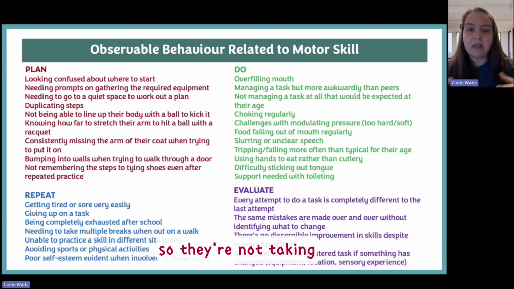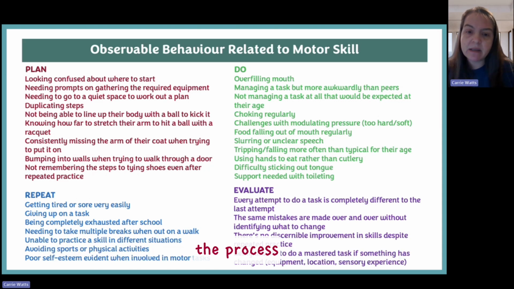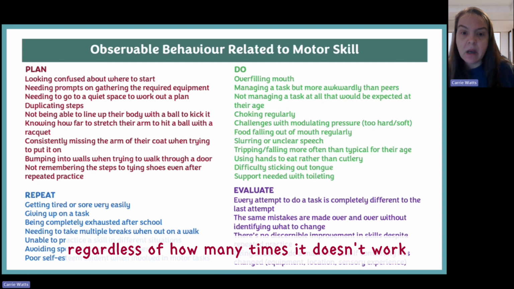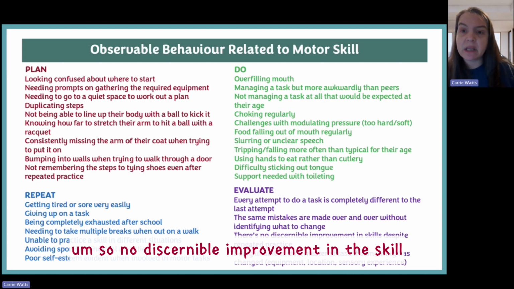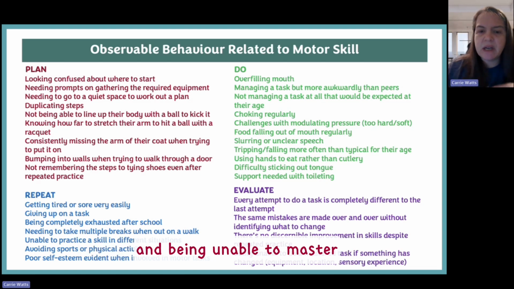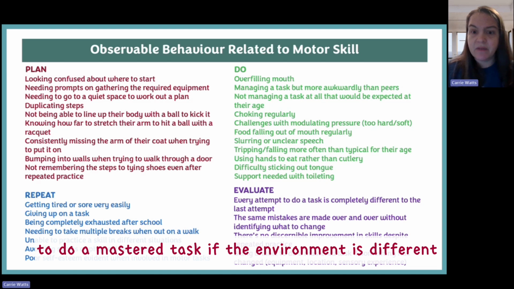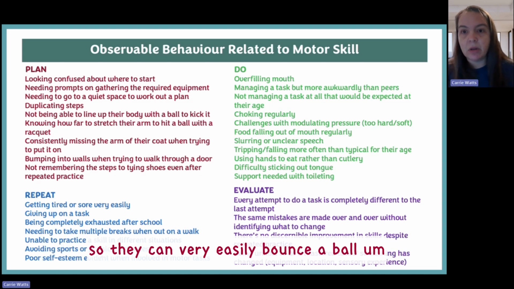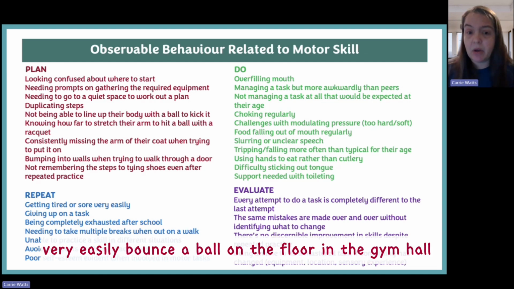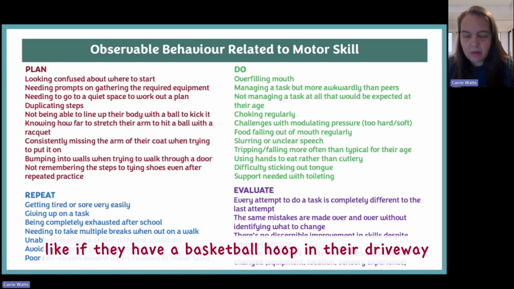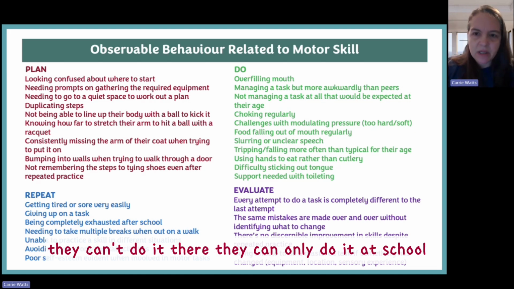In our evaluation, what we'd be seeing in terms of challenges would be that every attempt is completely different. So they're not taking in the information from the last time to try to adapt the process, or they're doing the same thing over and over, regardless of how many times it doesn't work. So no discernible improvement in the skill, despite having enough practice, and being unable to do a mastered task if the environment is different, or if anything has changed. So they can very easily bounce a ball on the floor in the gym hall, but they can't seem to do that at home, on the forecourt. If they have a basketball hoop in their driveway, they can't do it there. They can only do it at school.